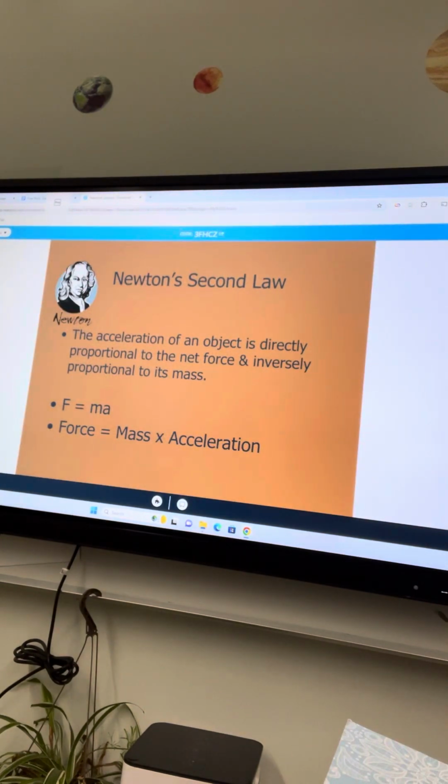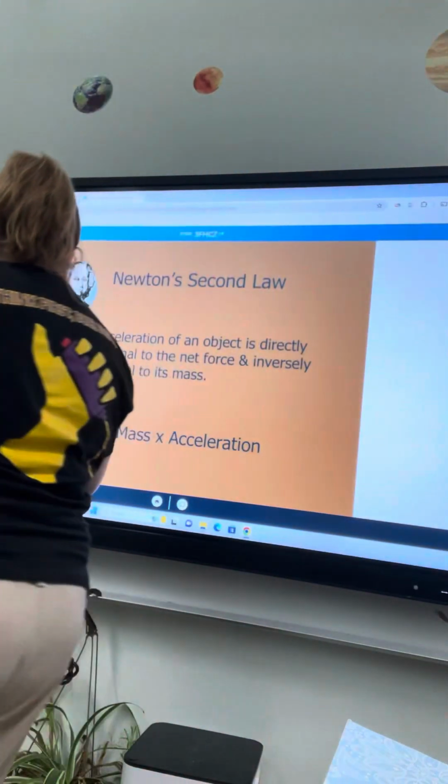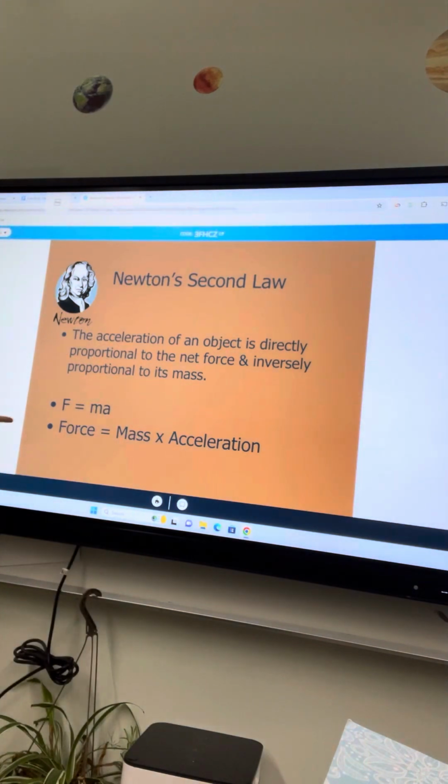So Newton's second law states the acceleration of an object is directly proportional to the net force and inversely proportional to its mass. So here's the equation you're going to be using for tomorrow's homework, all right? Not today's homework, tomorrow's homework. Here's the equation: force equals mass times acceleration. You should have heard this one already. This is one of Newton's most famous equations, okay? Force equals mass times acceleration.